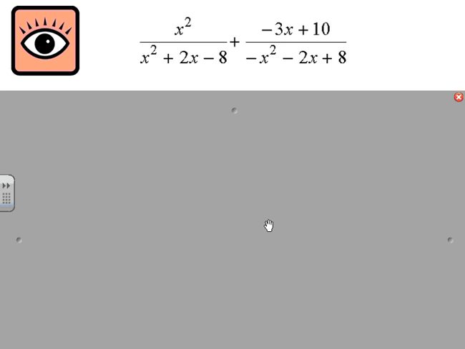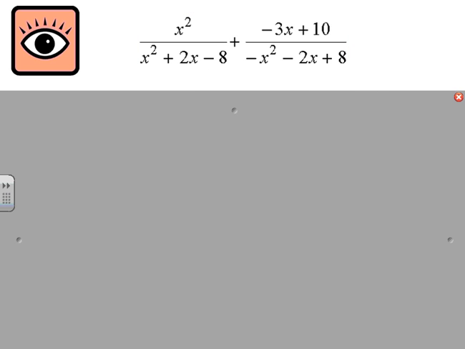Here's one a little bit more involved with binomials. We have x squared divided by x squared plus 2x minus 8 plus negative 3x plus 10 divided by negative x squared minus 2x plus 8. We notice the denominators are not exactly the same, but they're exactly opposite. Here we have a positive x squared, here a negative x squared. Here a positive 2x, on the other side a negative 2x, negative 8, positive 8.